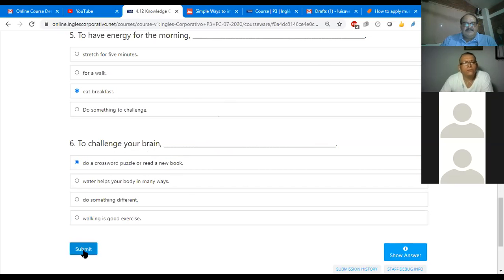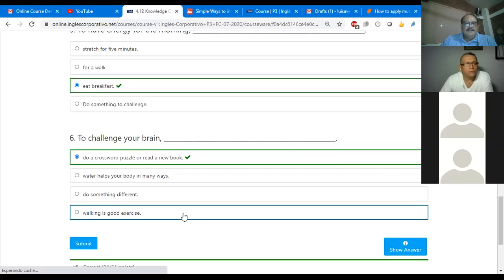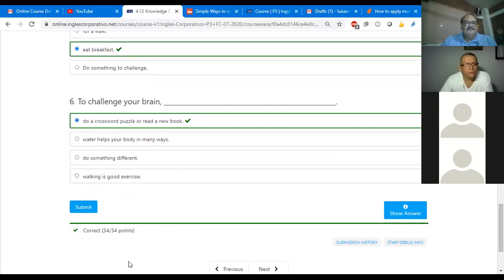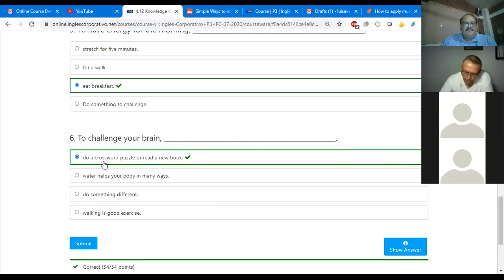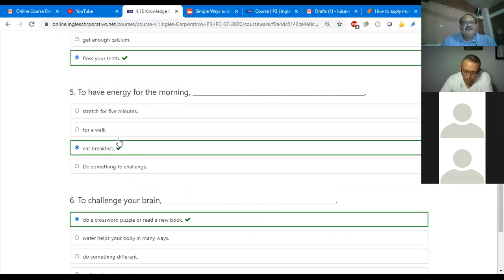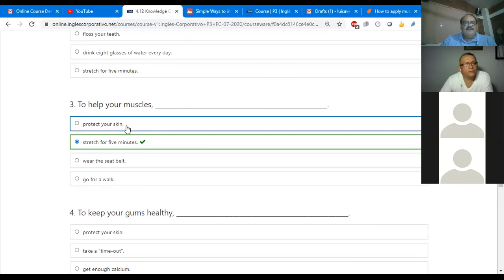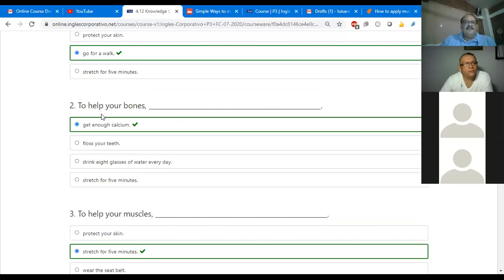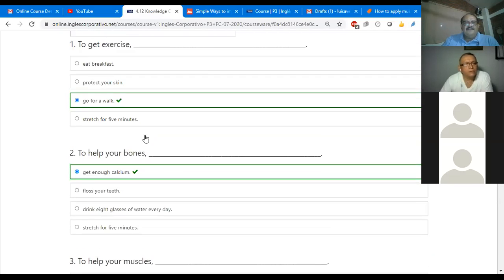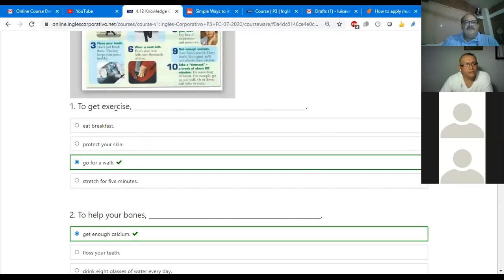Now let's see, submit. And we have a 10. We got 34 points out of 34. Do a crossword puzzle, eat breakfast to have energy in the morning, floss your teeth to keep your gums healthy, stretch for 5 minutes to help your muscles, get enough calcium to help your bones, and go for a walk to get exercise.